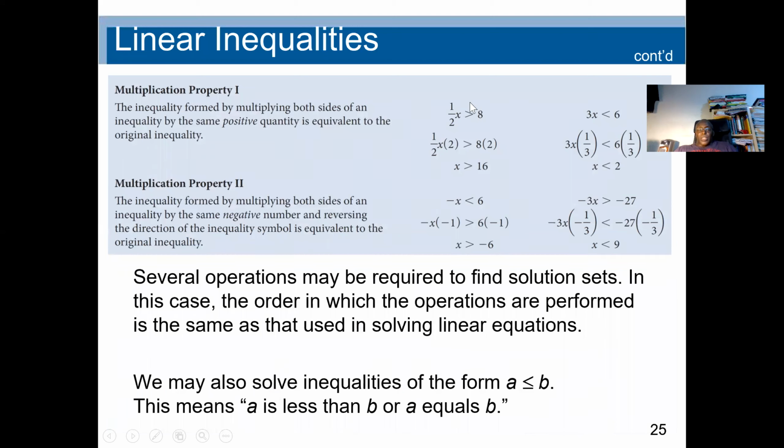This is another example again. We have half x greater than 8. So this means I'll multiply both sides by 2, so we'll get x greater than 16. So if you have negative x less than 6, we can change the sign to positive by changing the greater than to less than, or less than to greater than.